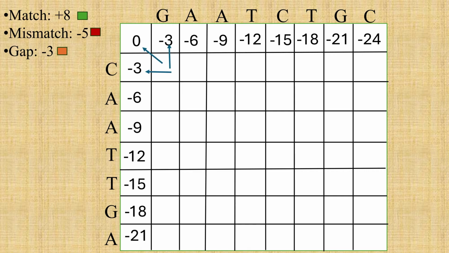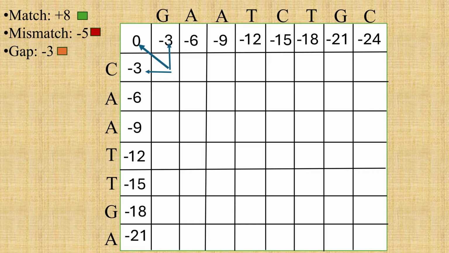Now we reach the most important part of the algorithm, filling the matrix. Every internal cell in the matrix is calculated using the same rule, and understanding this rule is key. So for any given cell, we consider three possible ways of reaching it. First is a diagonal move, and this represents aligning two characters, one from each sequence. If the characters match, we add the match score. If they do not match, we add the mismatch penalty score.